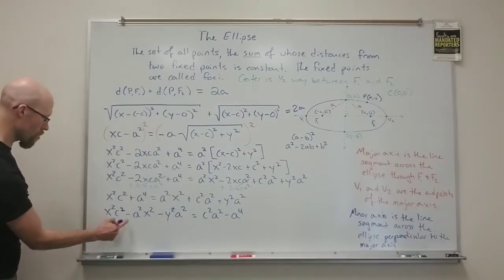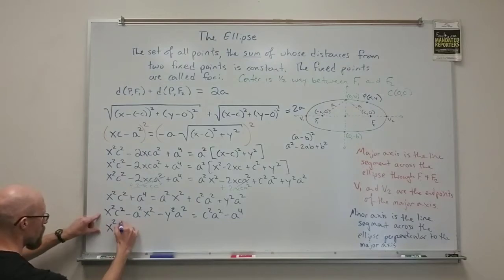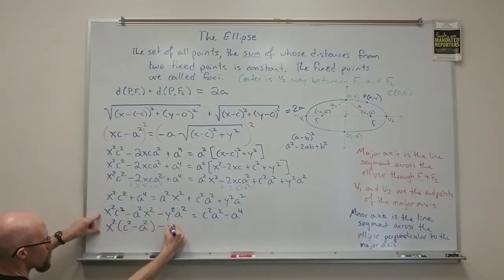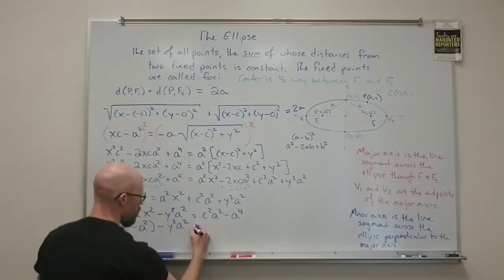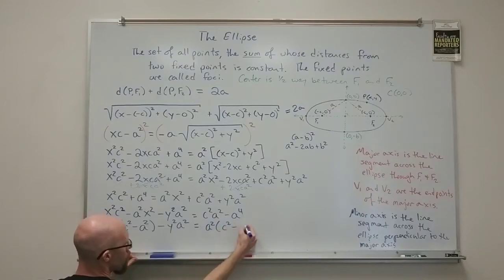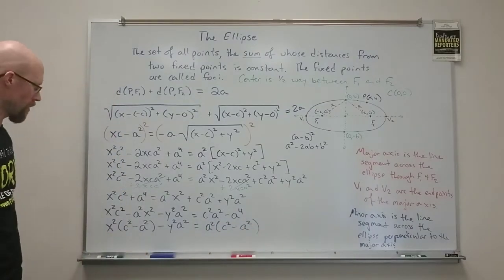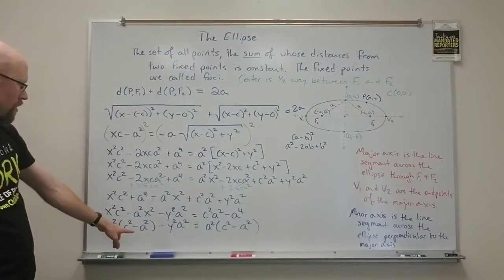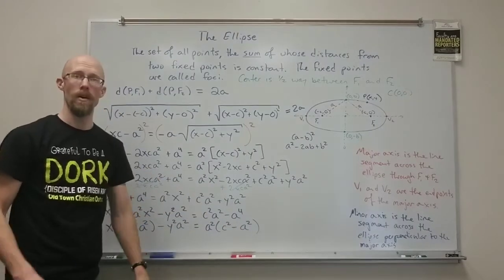Out of these two terms, I'm going to pull out an x squared. So I get x squared times c squared minus a squared minus y squared a squared. And over here, I'm going to pull out an a squared, and I get c squared minus a squared when I do that. Okay, so just a little factoring right there. And what's cool about this is I've got a c squared minus a squared and a c squared minus a squared. Well, let's think about that for just a minute.